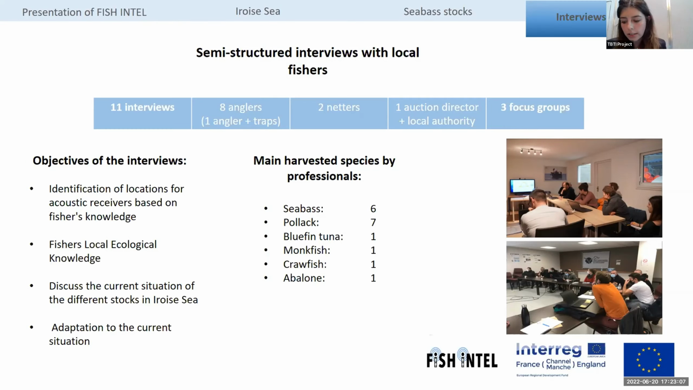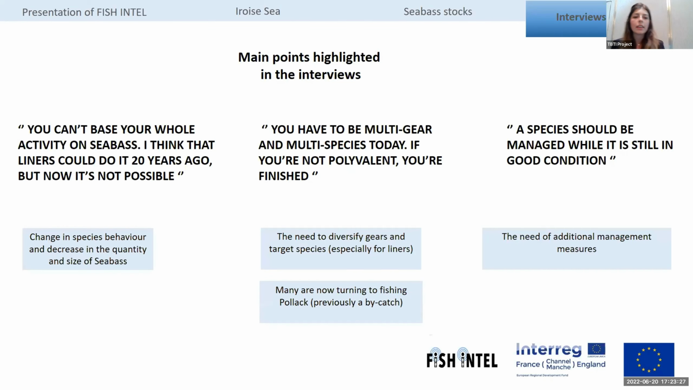So in total, we conducted 11 interviews, 8 with anglers, one of them an angler and traps, 2 with netters, and 1 with an action director and local authority. And the main harvest species by those professionals were mainly sea bass and pollock. And the main highlighted points of those interviews were, first of all, that all of them have observed the decline in sea bass stocks, both in terms of quantity and the size of the individuals, but also a change in the behavior of the species that they didn't notice 20 years ago, for example.